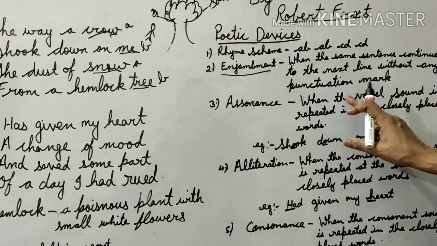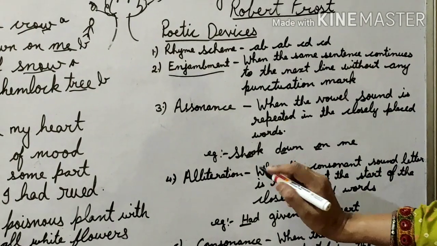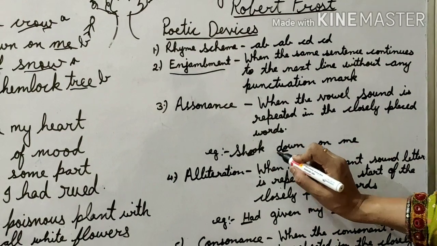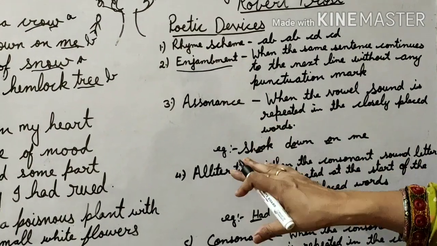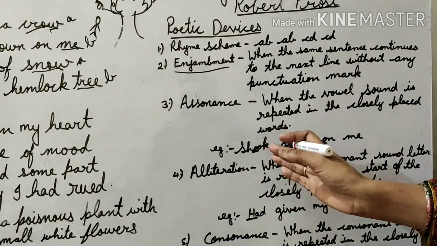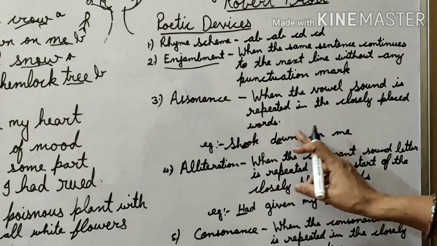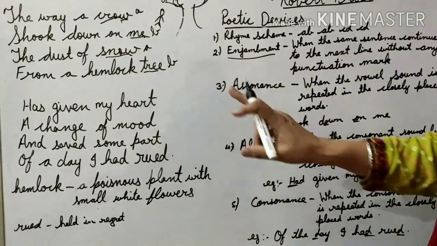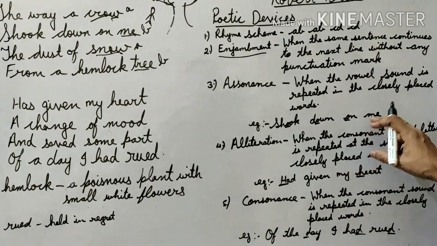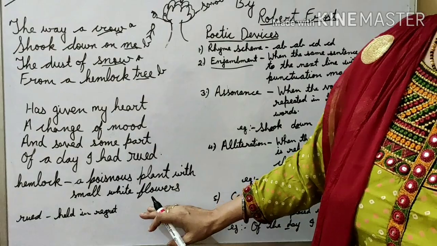So once again, see, when the vowel sound is repeated in the closely placed words, means in one line, if the vowel is used, either it is in the middle of the word or in the beginning or at the end, it does not matter. If the vowel sound is repeated, it is assonance. So with an example, second line, you can see the assonance. Now let us come to the second stanza.